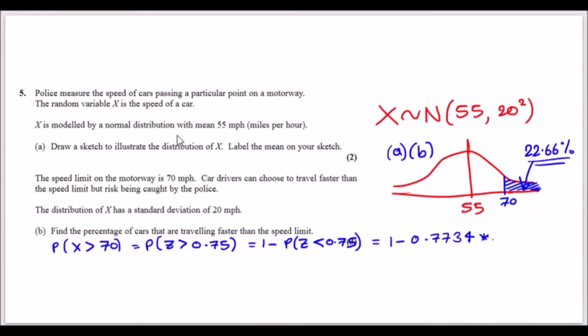Now this 20 came from a later question, which is over here. It has a standard deviation of 20. And it's okay, you can put that there because it doesn't affect any question either way.